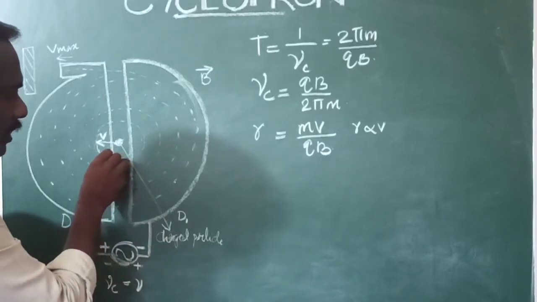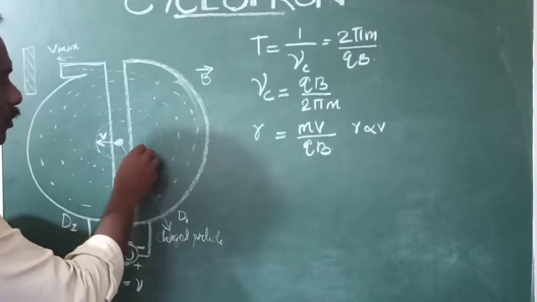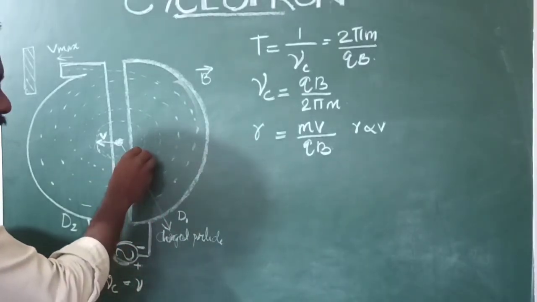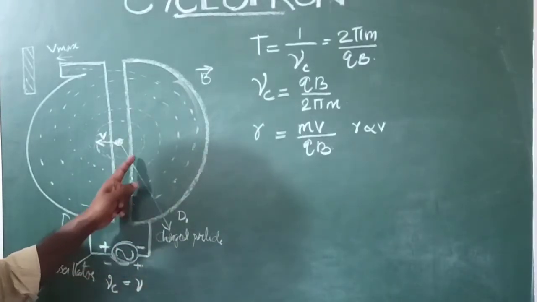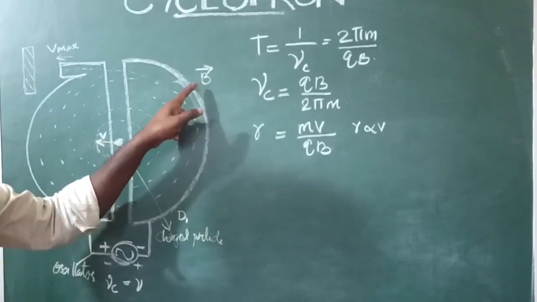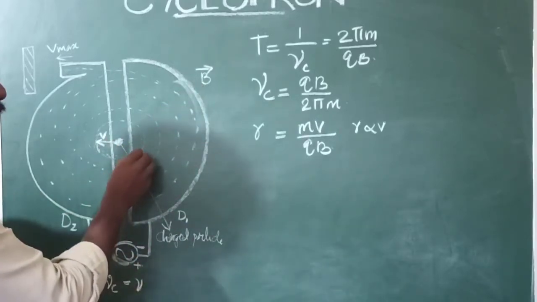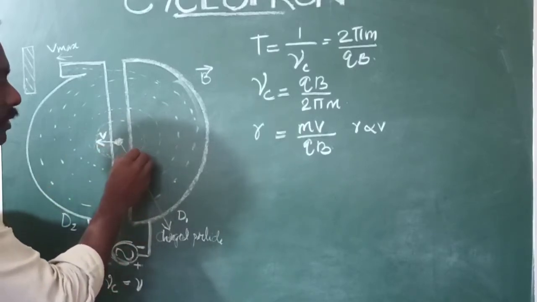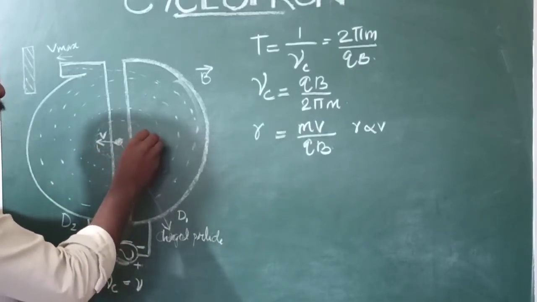So as the force is exerted, the particle will enter D1 from D2. As soon as it enters D1, what happens? It enters perpendicular to the magnetic field. So the force exerted on the particle will be maximum, and it will follow a circular path.